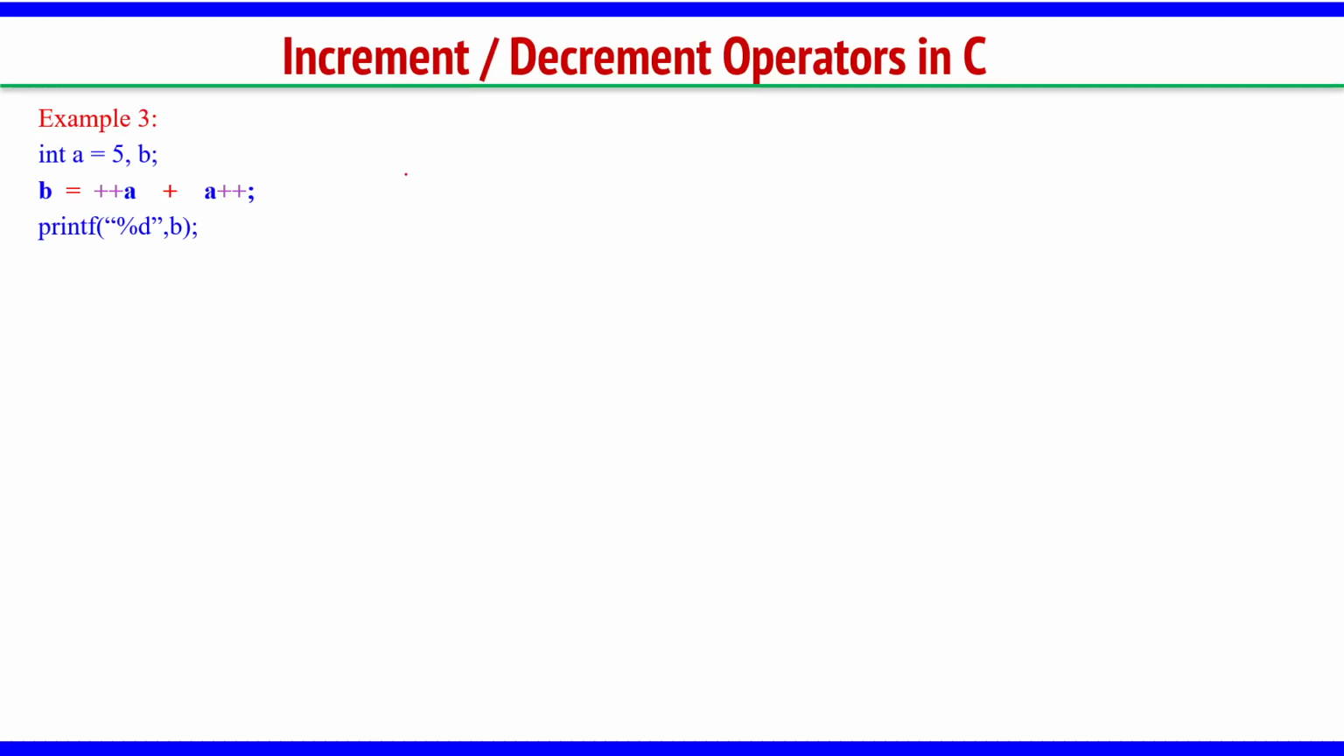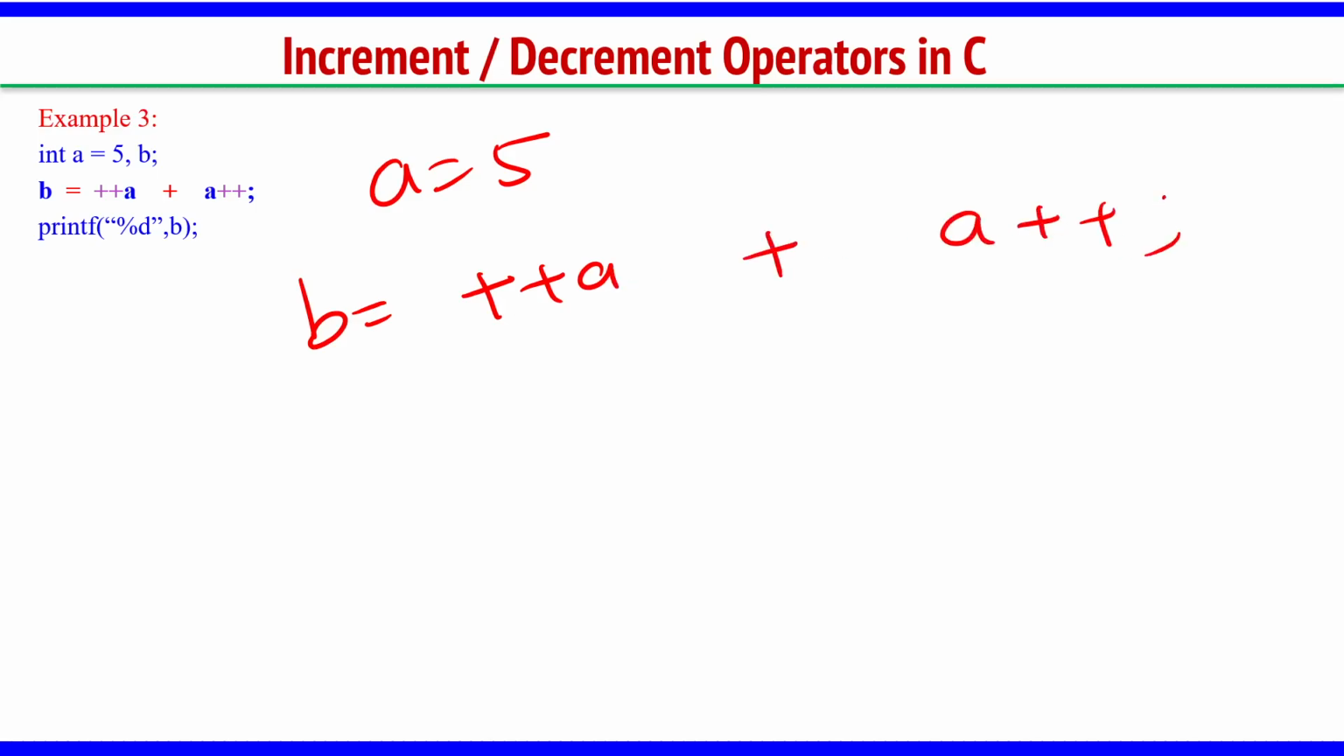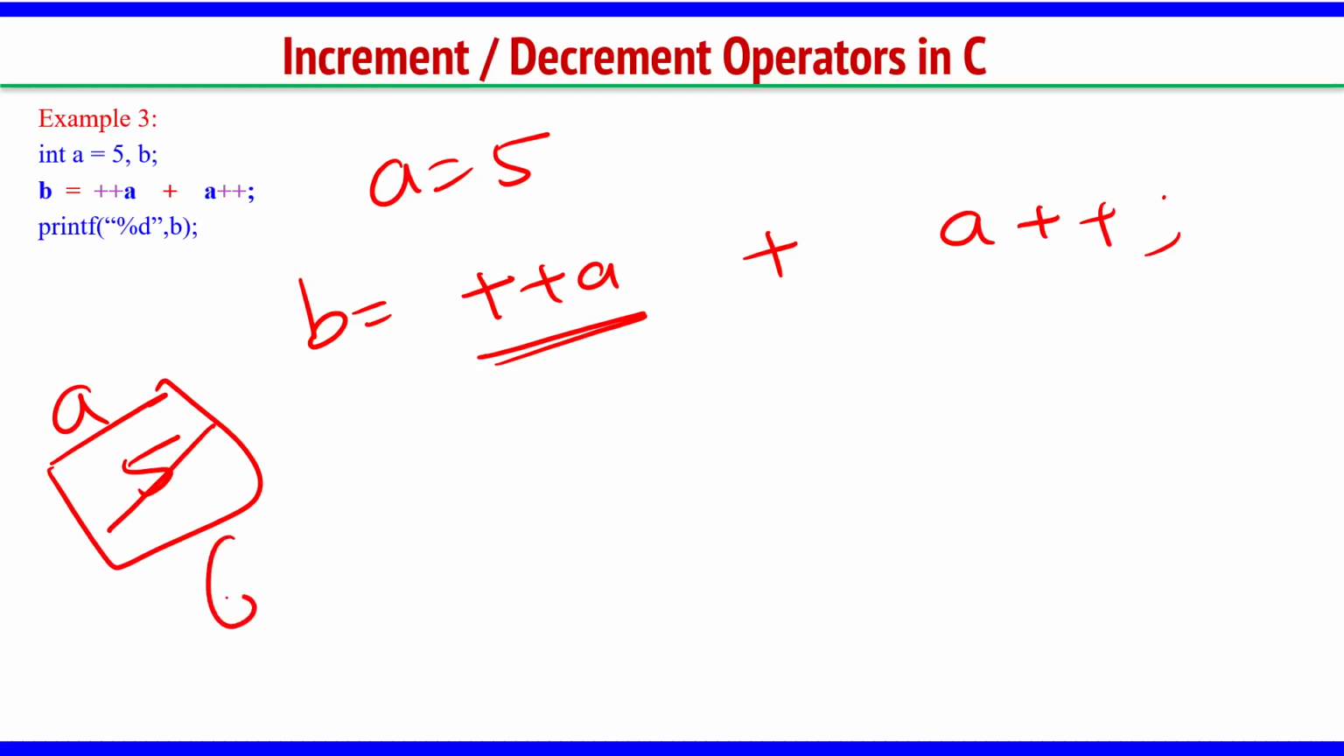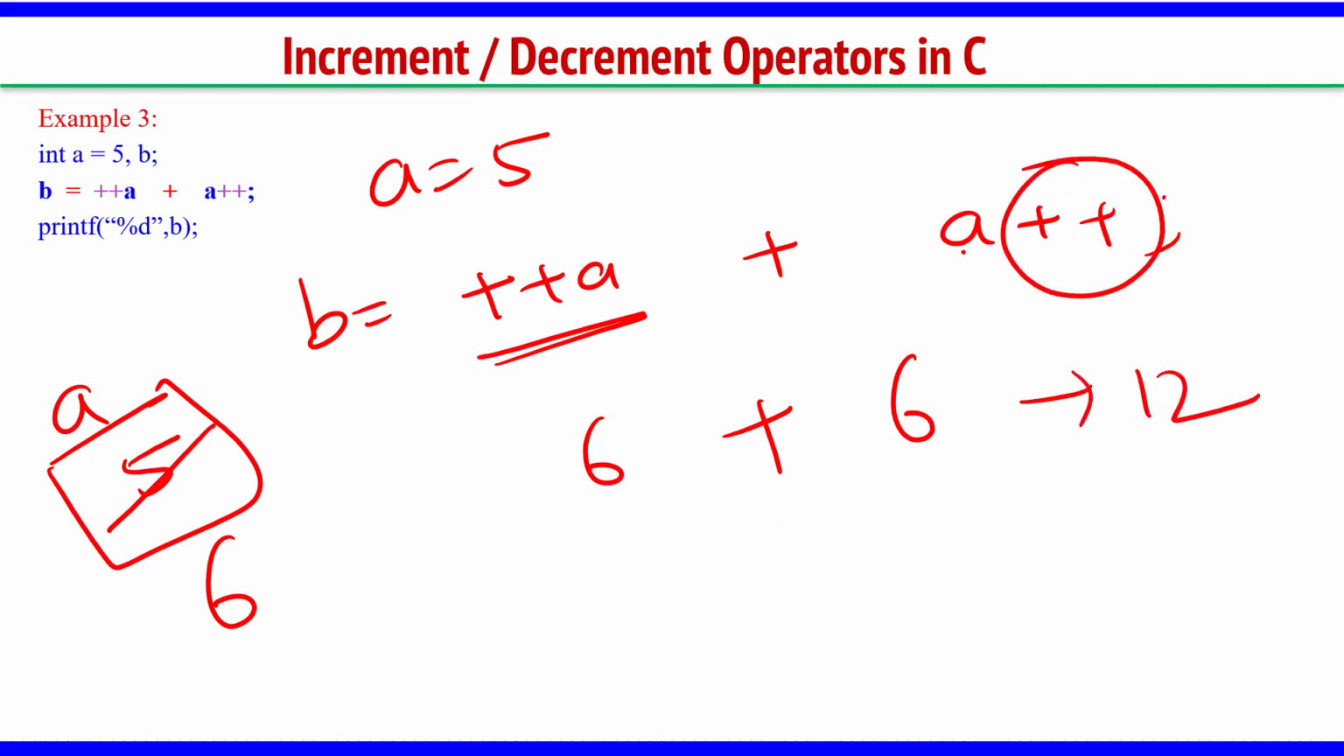This is the third case. a is 5, b equal to ++a + a++. I think you can easily guess it. a value is 5 in the memory. So, this is pre-increment only. I will increment it first. I will take 6 here. This is a directly. So, I will take 6. I will do this later. So, answer becomes 12. Okay, right.